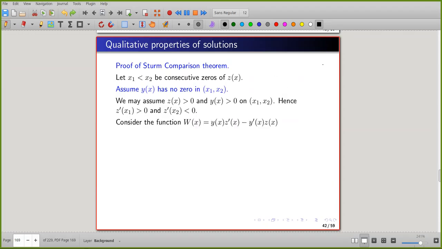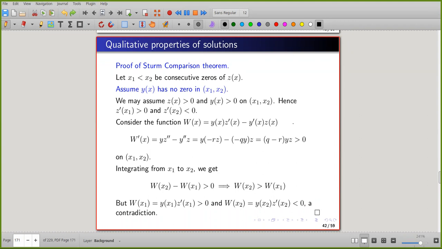Okay. So we consider this function w of x equal to y of x z prime minus y prime z. When we take the derivative, we can easily check that w prime of x is y z double prime, and the main point is that the derivative is equal to this. Now on x1, x2, q minus r, by assumption q is strictly greater than r. So q minus r is a positive function, y is a positive function, and z is a positive function. So their product is a positive function on this interval x1, x2.